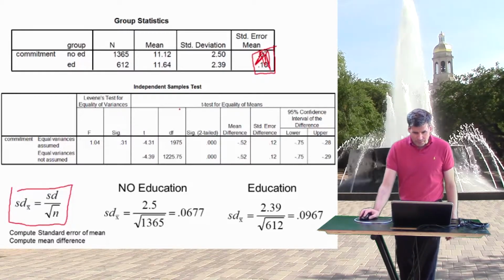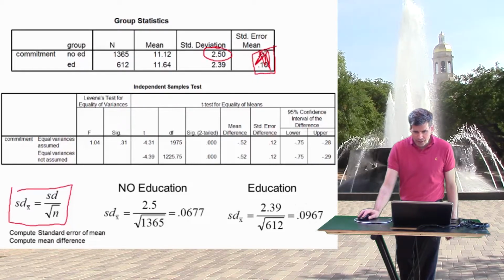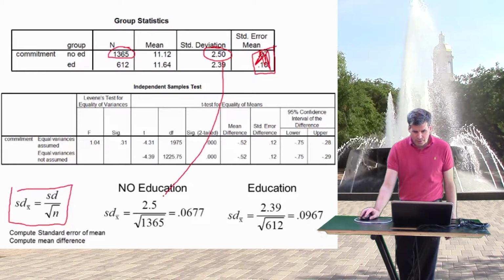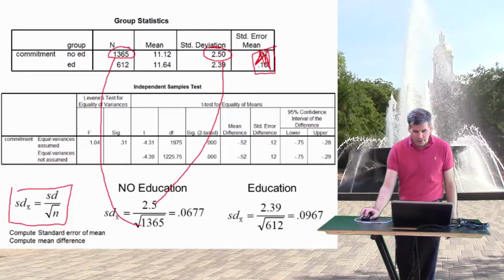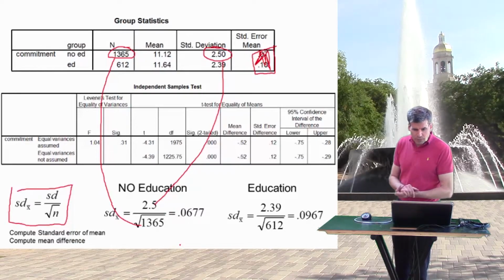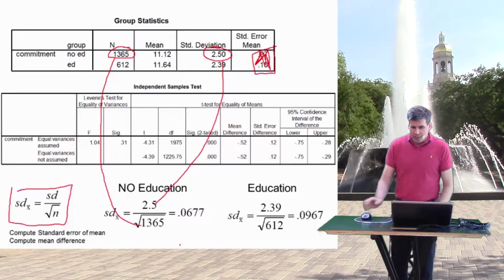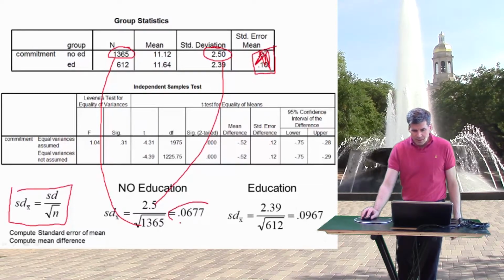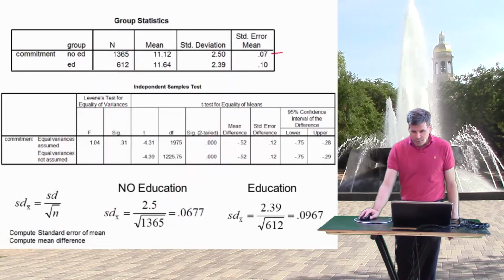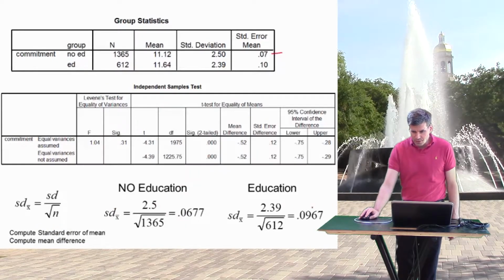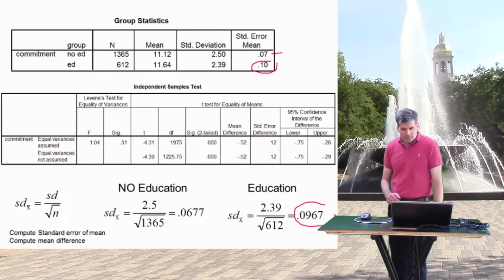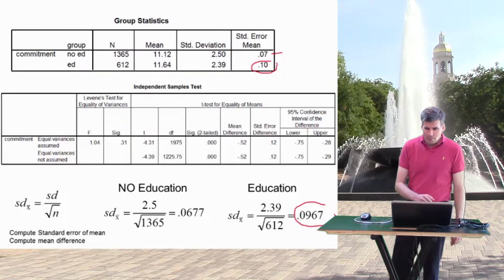And so for group 1, the no education group, their standard deviation was 2.5. Their sample size was 1,365. So I just plug those two things in, 2.5 divided by the square root of 1,365. And note that we're using the entire sample size for that group, not the degrees of freedom. So 2.5 divided by the square root of 1,365, and I get 0.0677, which would round to 0.07, which is what we see up here. Or we can calculate it for group 2, the education group. I get 0.0967, which would round to 0.10 right there. So that is how to calculate the standard error of the mean for each group.